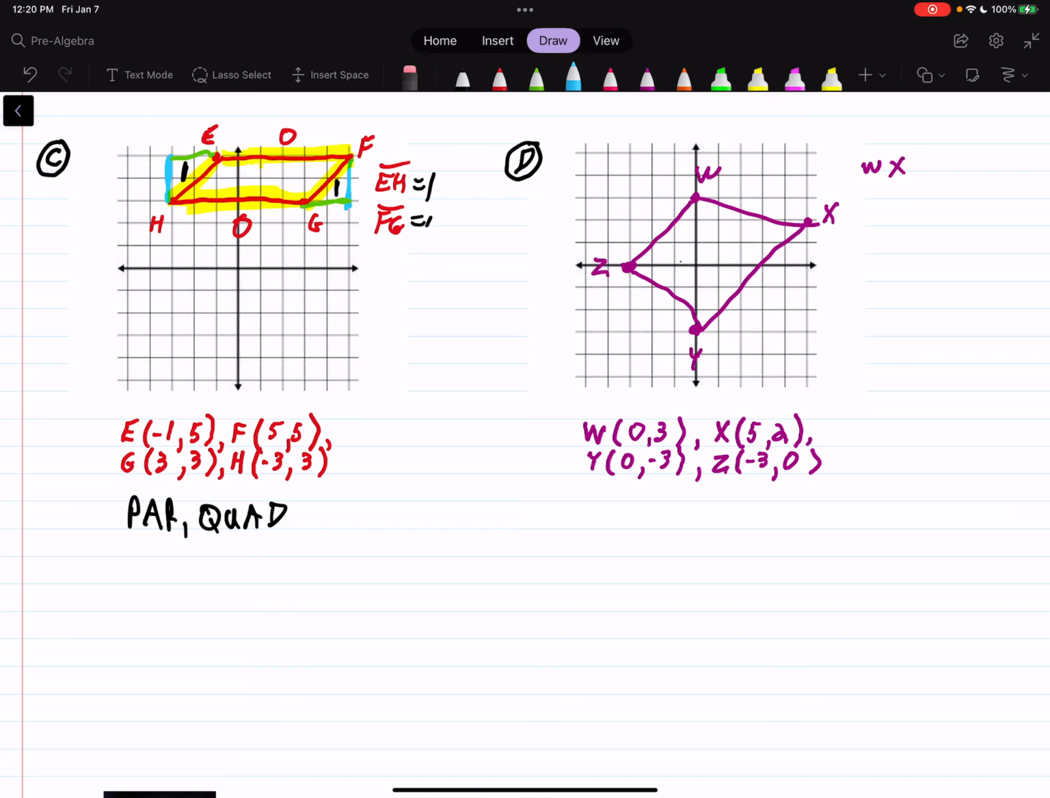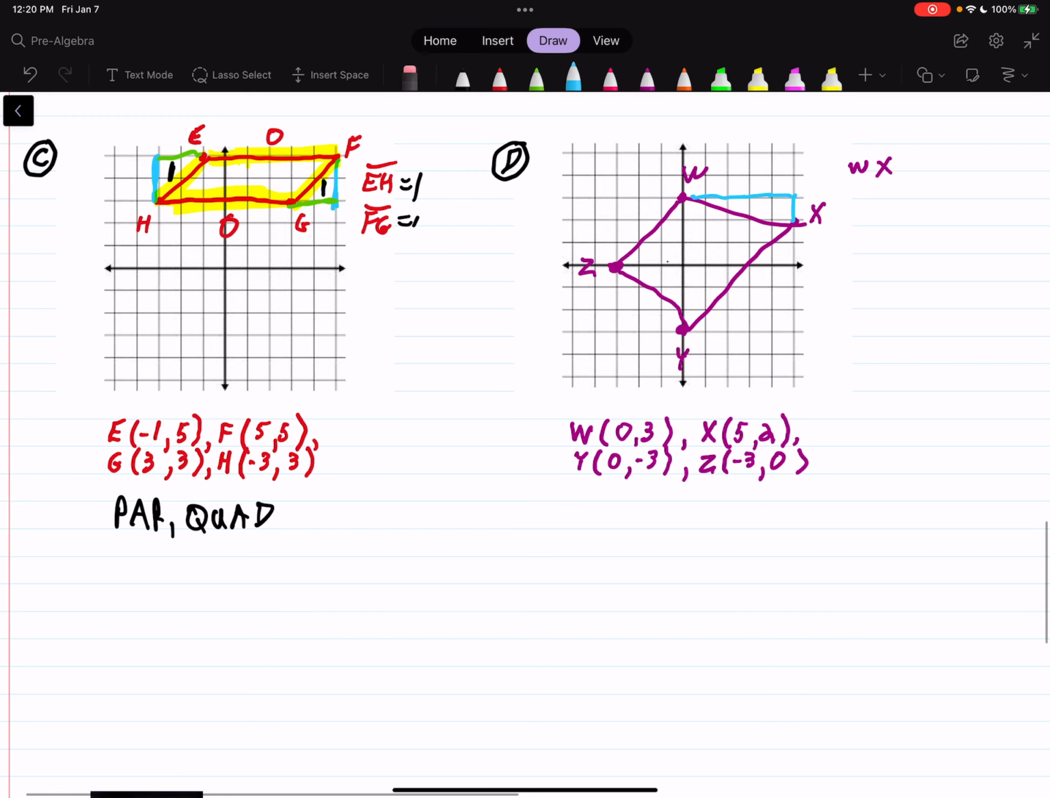Rise over run. Our rise is 1. Our run is 1, 2, 3, 4, 5. So this one is 5 over 1, or 5. That's the slope of this line. Let's see if this one's parallel. The rise is 1, 2, 3. The run is 1, 2, 3, but it's negative 3. Negative 3 over 3, or negative 1 for the slope on this one. So they're not parallel.